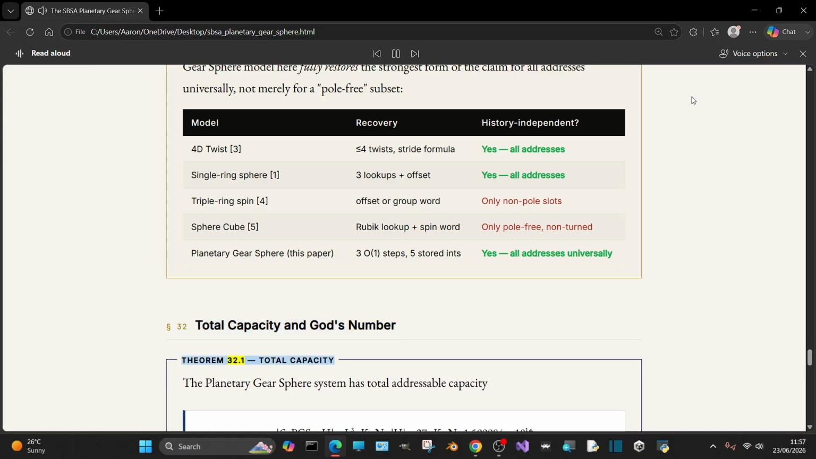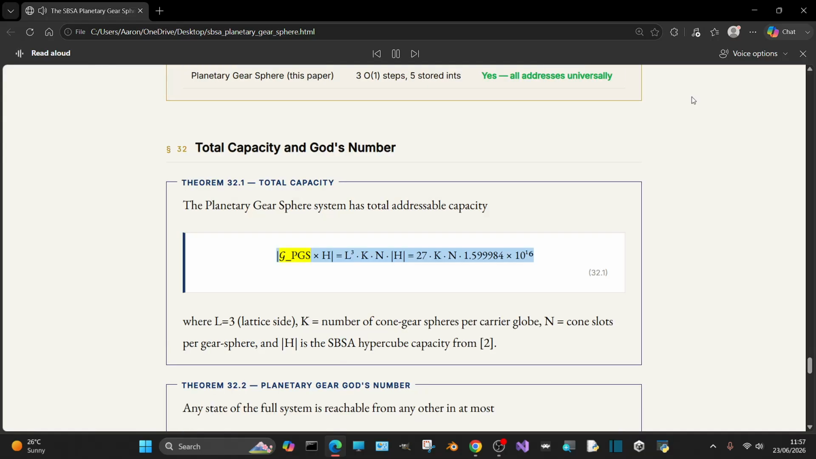Section 32, Total capacity and God's number. Theorem 32.1, Total capacity. The planetary gear sphere system has total addressable capacity N_PGS times H equals L cubed times K times N times H equals 27 times K times N times H, approximately 1.59984 times 10 to the power of 1, 32.1. Where L equals 3, lattice side, K equals number of cone gear spheres per carrier globe, N equals cone slots per gear sphere, and H is the SBSA hypercube capacity from 2.